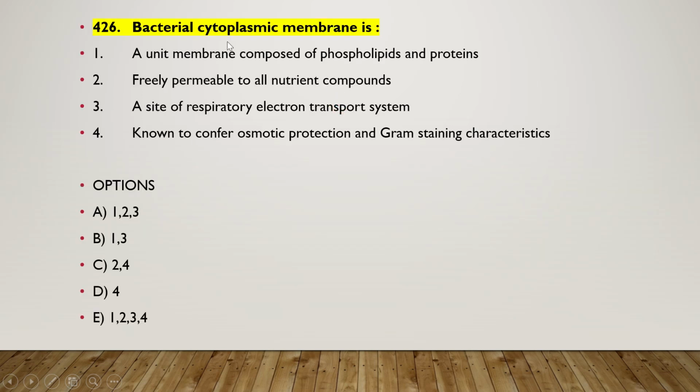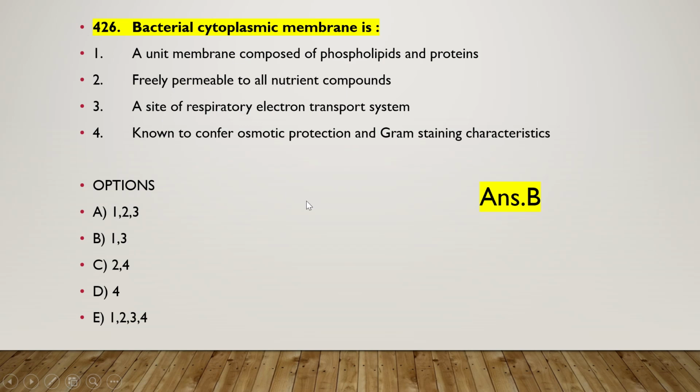So the first question is: bacterial cytoplasmic membrane is a unit membrane composed of phospholipids and proteins, freely permeable to all nutrient compounds, a site of respiratory electron transport system, known to confer osmotic protection and gram staining characteristics. And the right answer is option B. That means 1 and 3. 1 and 3 is the right answer.